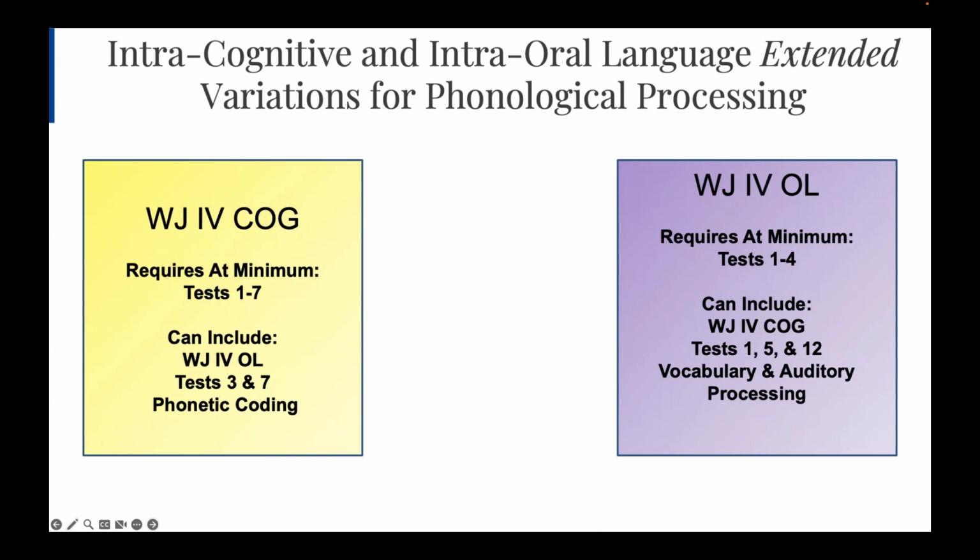In comparison to that, if you are more interested in looking at a language skill comparison, you would use the WJ4 oral language. You would use that extended variation procedure to compare their phonological processing skills to their average performance on other measures of oral language.